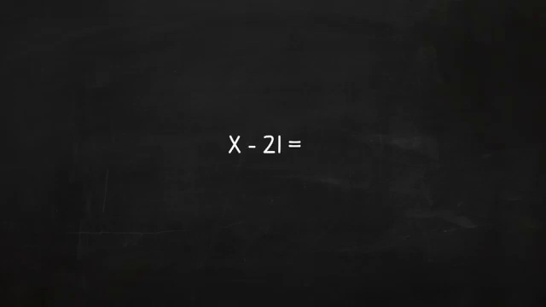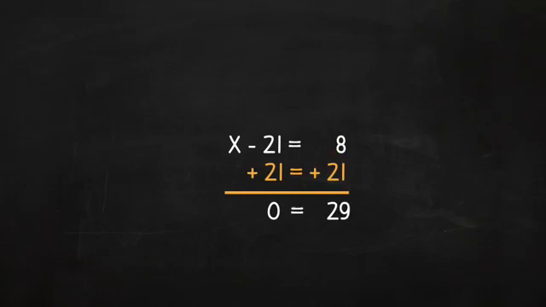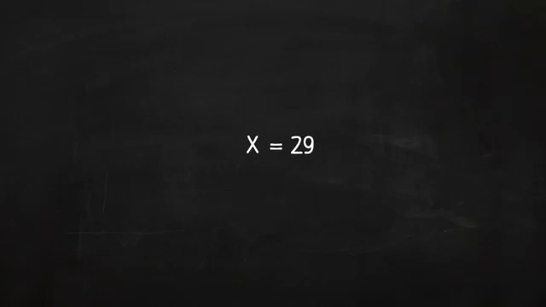X minus 21 equals 8. Again, you want to get the unknown X all by itself. How can you make minus 21 into a 0? Let's add 21 to both sides. Minus 21 plus 21 equals 0, and 8 plus 21 equals 29. So, X equals 29. There you have it.